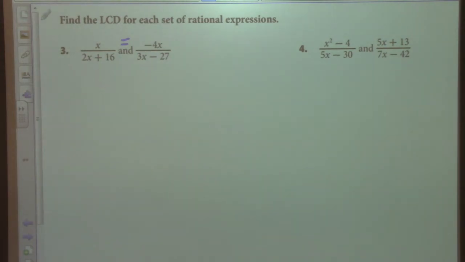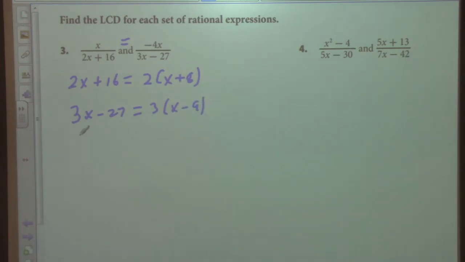So the steps to finding the LCD are first to factor each denominator. If we have 2x plus 16, what is 2x plus 16 in factored form going to be? 2 times x plus 8. Jace says 2 times quantity x plus 8. Is that right? Yeah, that's right. Good job. And the next one we have is 3x minus 27, which will be 3 times quantity x minus 9.